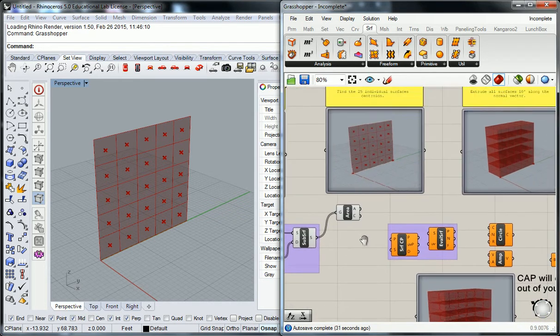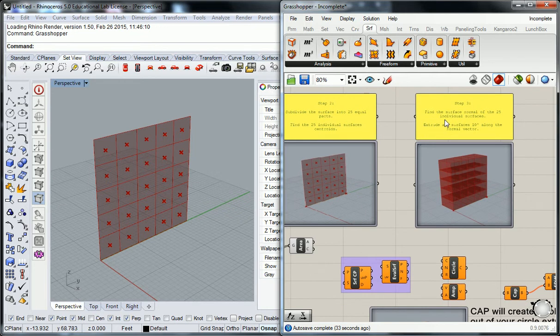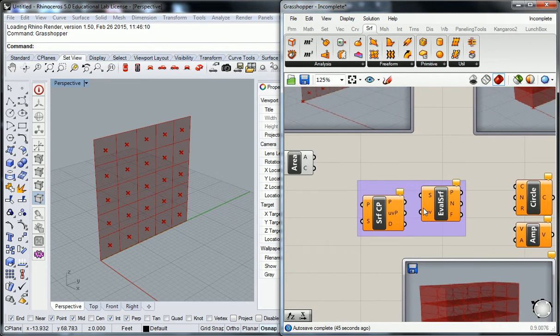Step 3. So step 3 was find the surface normal of the 25 individual surfaces, and then extrude all the surfaces 10 feet along the vector. So the surface normal, like I said, is always a pair. And you can see here that these pairs, you've got a UV point and then a UV input, right? So it wants to read the UV orientation of a point from one to the other. That, at least in this class, will always be the case.